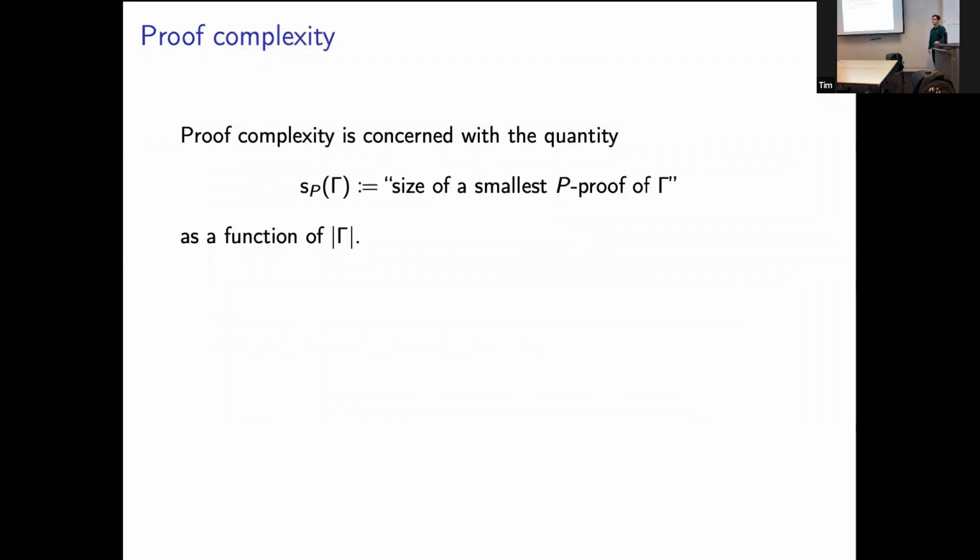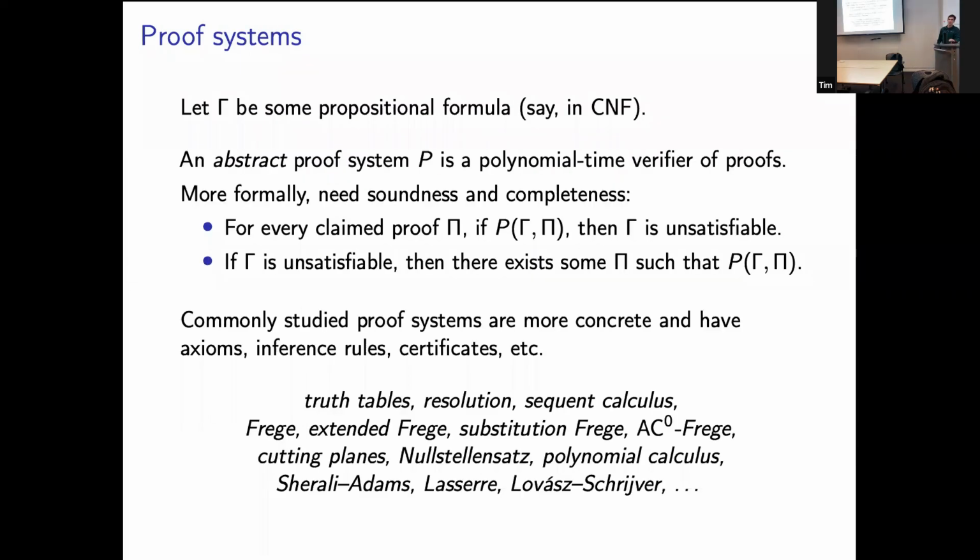Can you explain the unsatisfiability condition again? Yes, so you have a formula. If there is no assignment to the variables in the formula that makes it satisfiable, then that formula is unsatisfiable. Throughout this definition, this is kind of informal. It is for all formulas, for every claimed proof, if the verifier accepts, then that formula is unsatisfiable. And for all formulas, if that formula is unsatisfiable, then there exists some proof of it. Good?